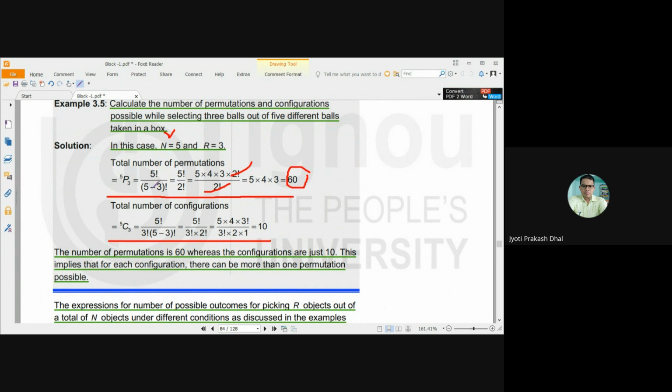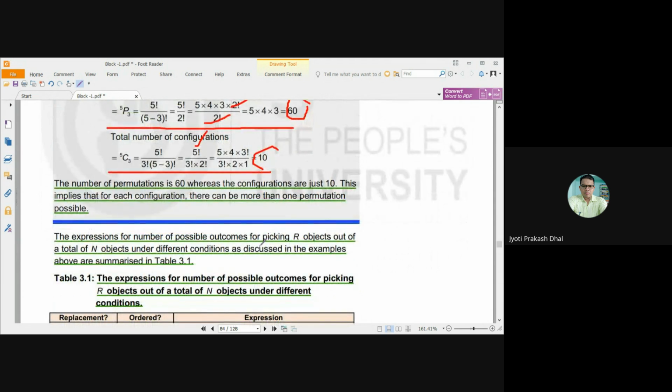So this is the number of permutations or the number of outcomes. So the total number of configurations, if we calculate it, that will be 5C3, which equals 5 factorial divided by 3 factorial into (5 minus 3) factorial, which equals 5 factorial by 3 factorial into 2 factorial, which equals 10. So the number of permutations is 60, whereas the number of configurations is just 10. This implies that for each configuration there can be more than one permutation possible.